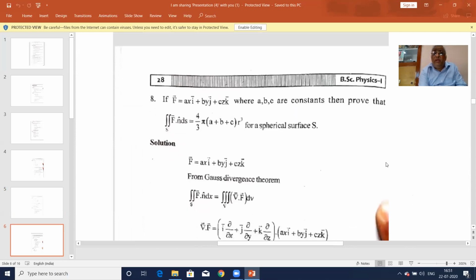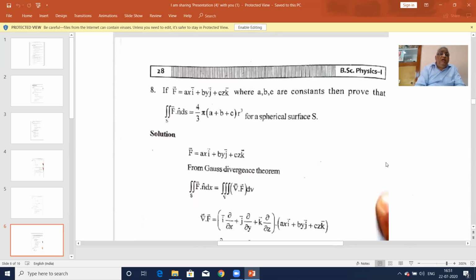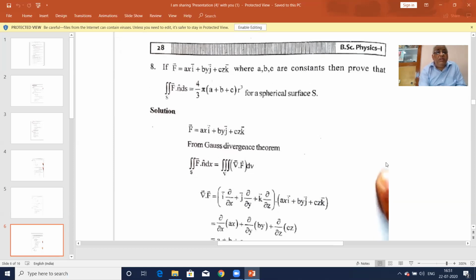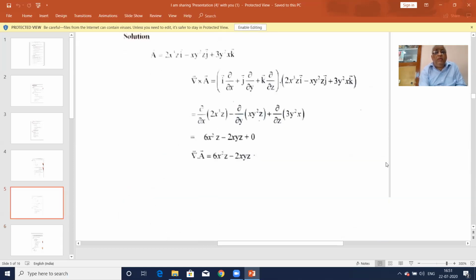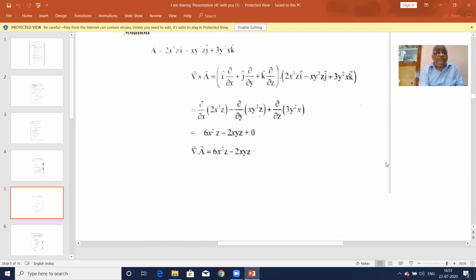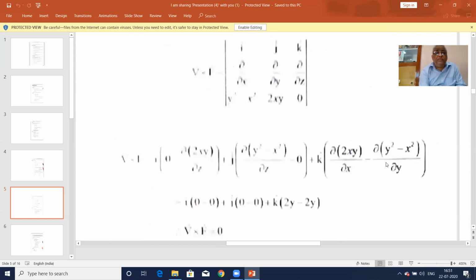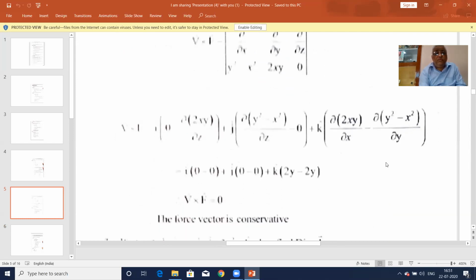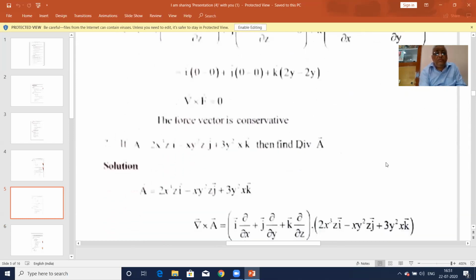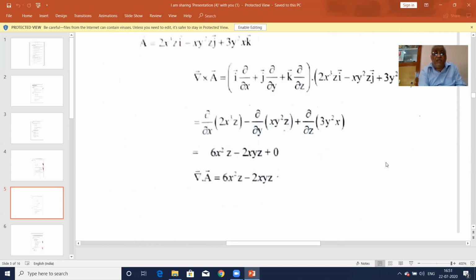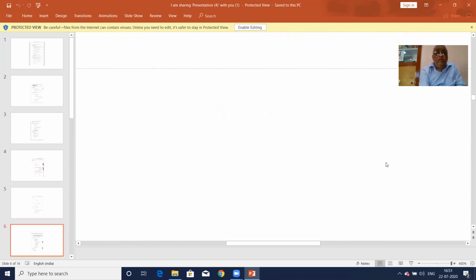Similarly, we'll go to another problem. If F is equal to axi plus byj plus czk, where a, b, c are constants, then prove that. Divergence is over. Next problem we'll go into.